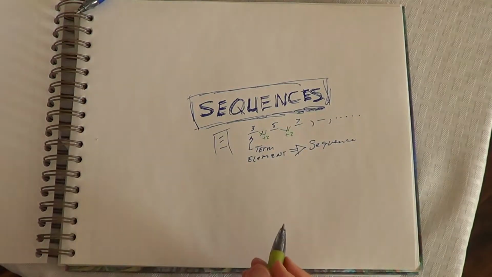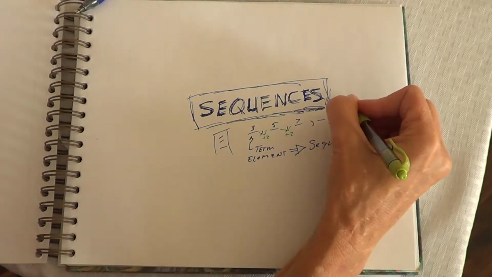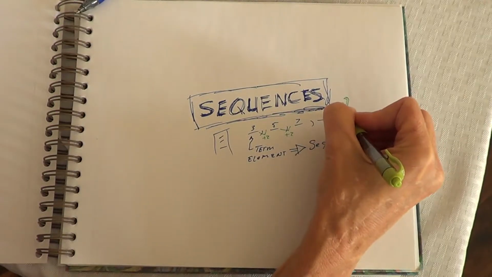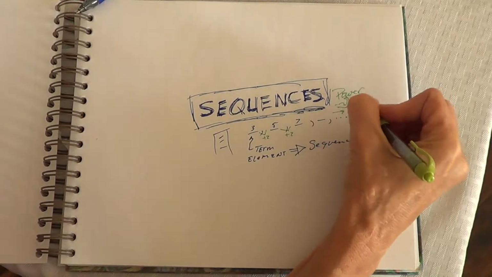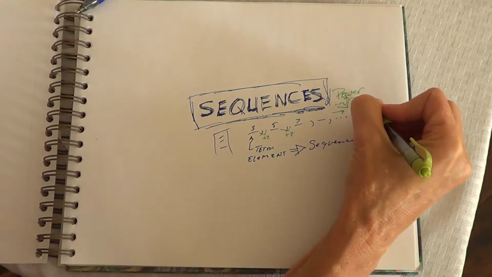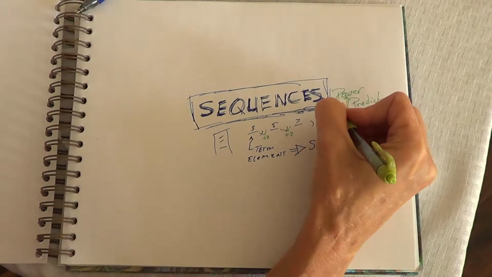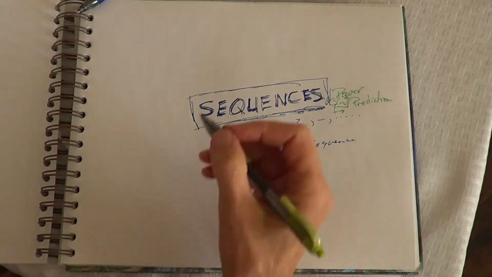And really, that's why we study sequences, is for the power. Let me just do a little muscle here. The power of prediction. That looks like a snake, sorry. Power of prediction. Maybe I'll add a head and then you know that it's not a snake.